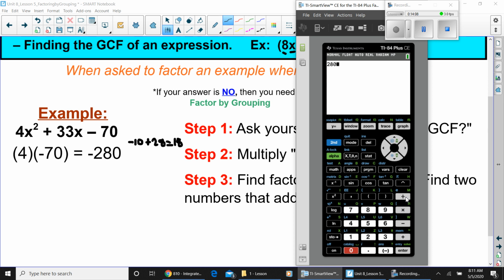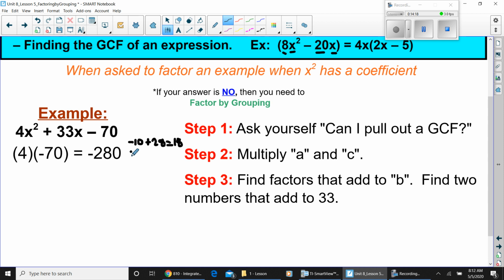And I knew 10 went into it. What about 5? 5 goes into it. Okay. So 56 times 5 also equals 280. But can you make 33 from those two numbers? Absolutely not. All right, so those aren't good numbers.